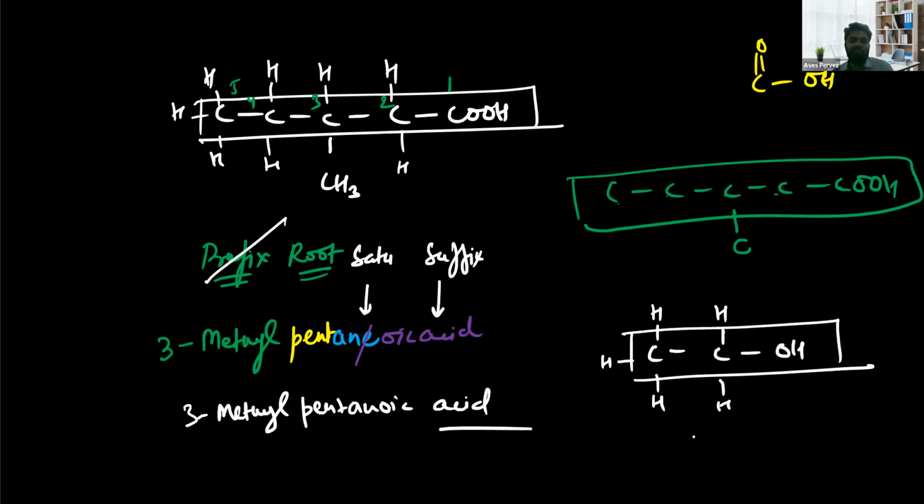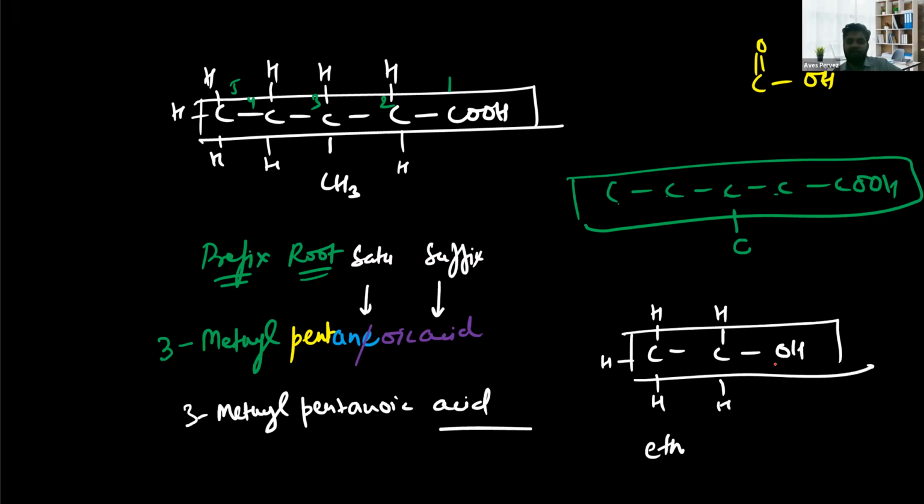Then we will move to the root. I've told you that there can be a prefix or not, and there can be a suffix or not. So what should be the name of this one? Tell me. Eth. The root for 2 carbon is eth. Then eth is done.